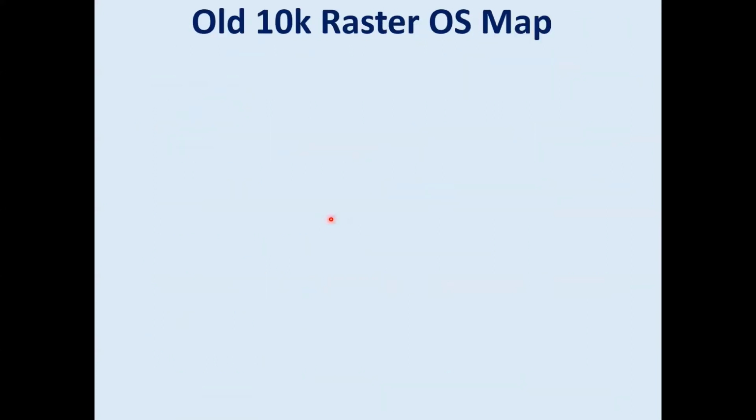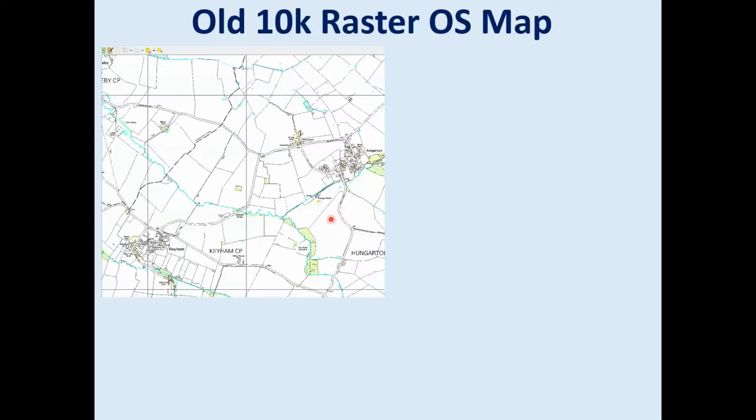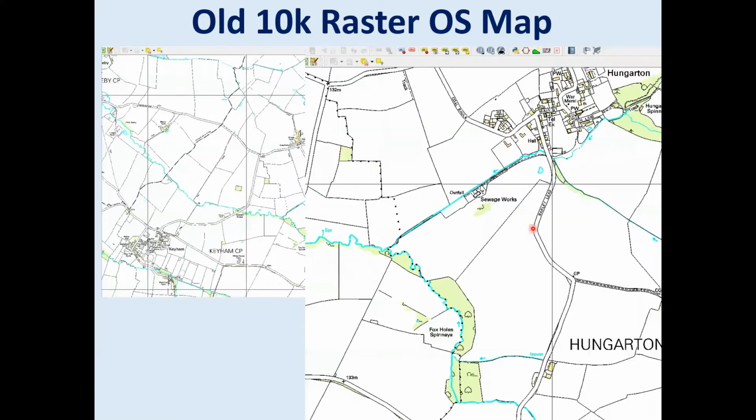So let's start with an old-fashioned 10K map. And those of you who've used them, it should look fairly familiar. This is again in raster form. And if we zoom in a bit, again we see this area around Hungerton.